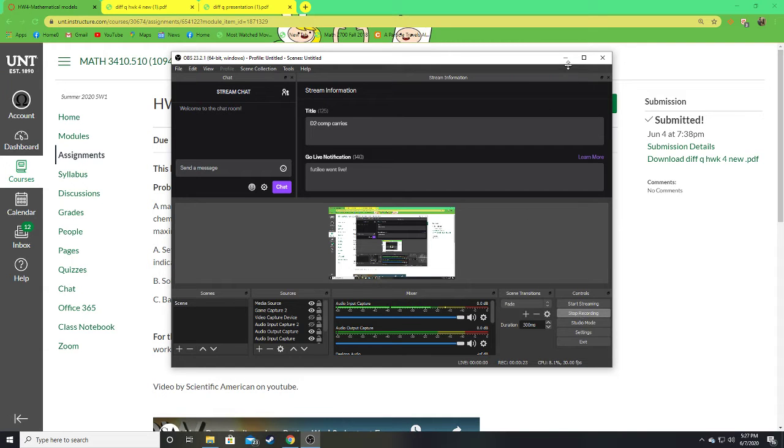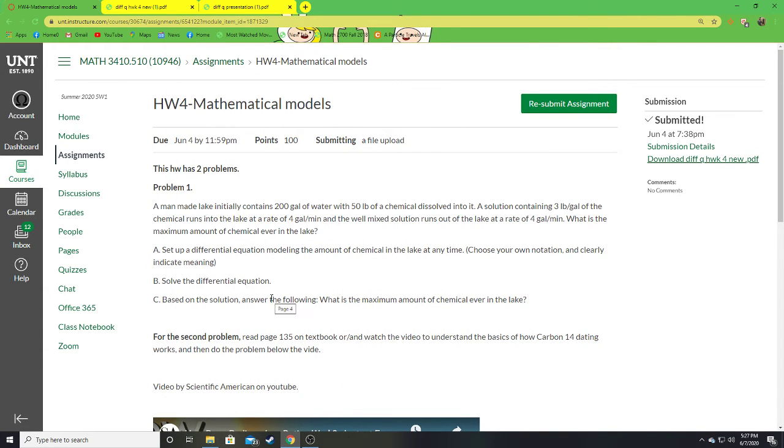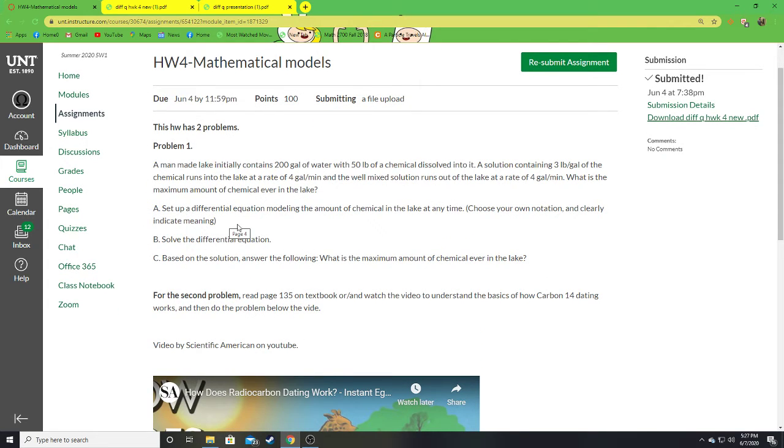The problem says that a man-made lake initially contains 200 gallons of water with 50 pounds of chemical dissolved in it. A solution containing 3 pounds of chemical per gallon runs into the lake at a rate of 4 gallons of water per minute, mixed with it. What is the maximum amount of chemical ever in the lake? Part A is to set up the differential equation, and B is to solve it. After solving it, we can find the maximum amount of chemical that was ever in the lake.